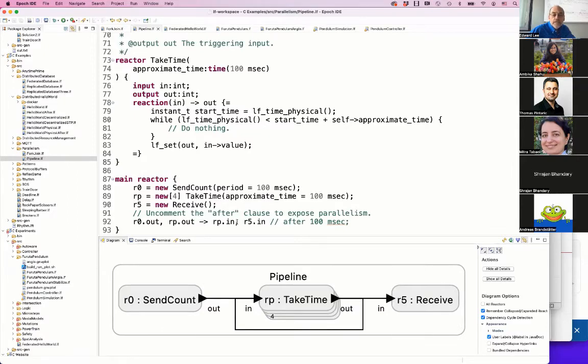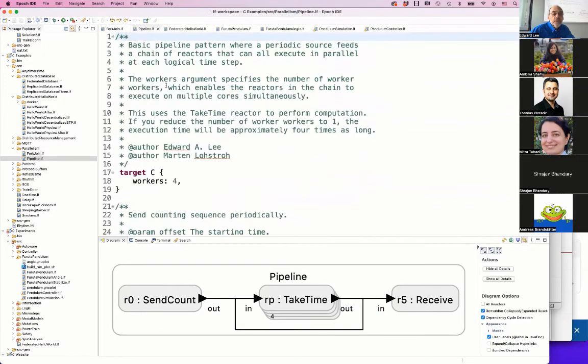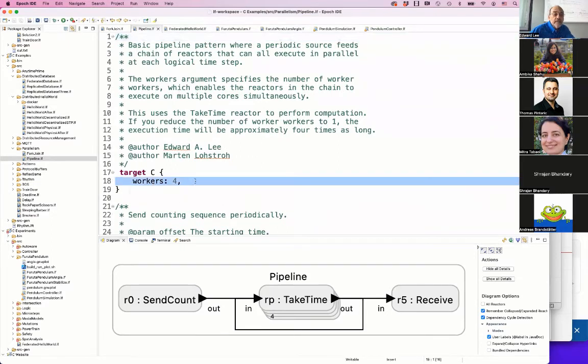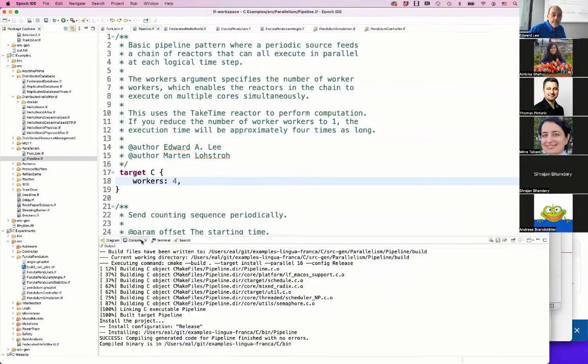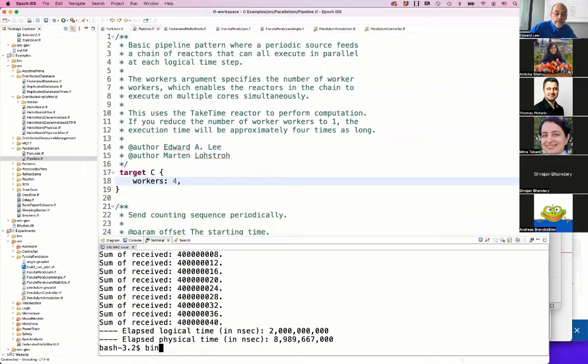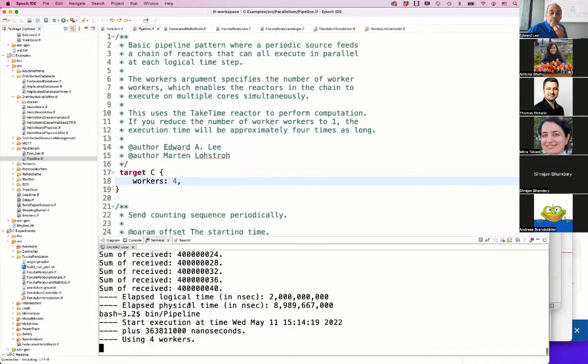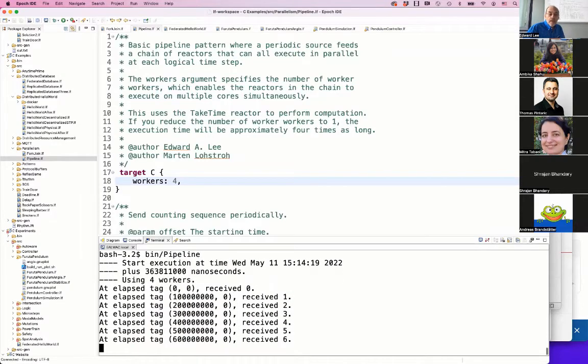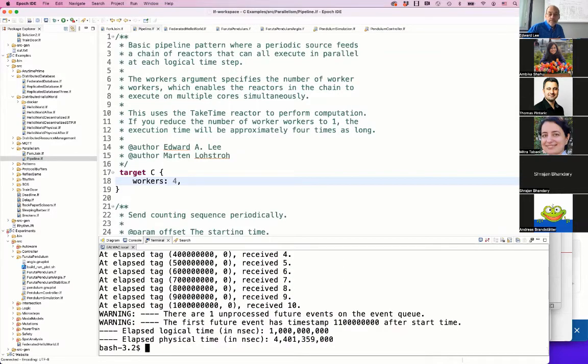So this is a similar situation, but here I've got it set to specify that there's 4 workers working on this. So let's compile this program. And it compiled correctly. And I see that it's really not executing very fast. It executed 1 second of logical time in almost 4.5 seconds.